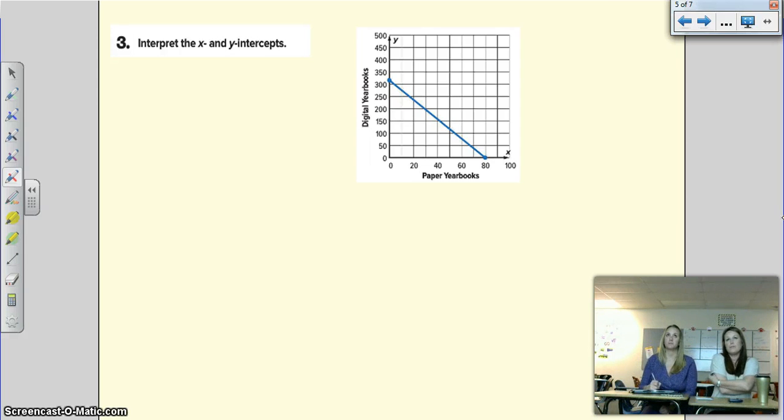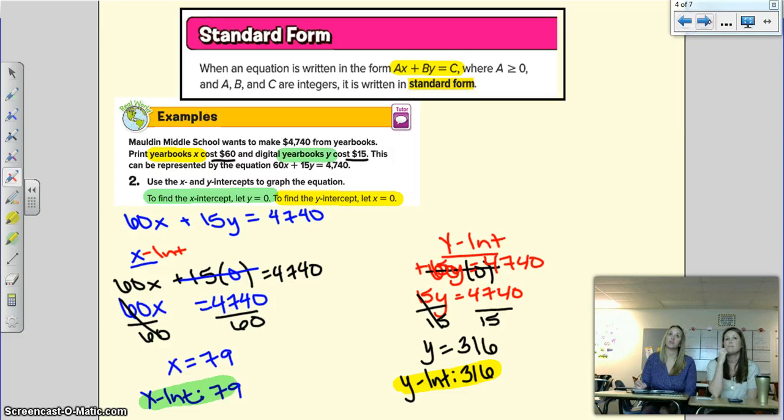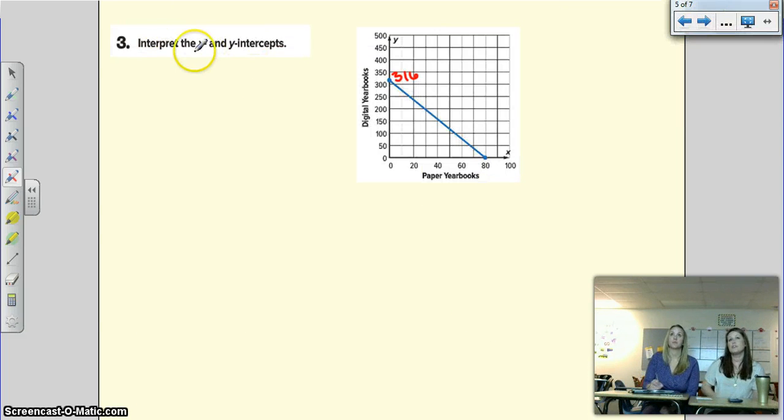So let's look at the y first. It is 316, right? So that's 316, looks like dollars, or is that an amount of yearbooks? What did it reference there? I think it was amount of yearbooks. So 316 digital yearbooks and 0 paper yearbooks.